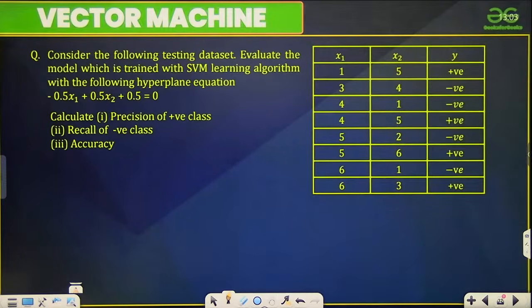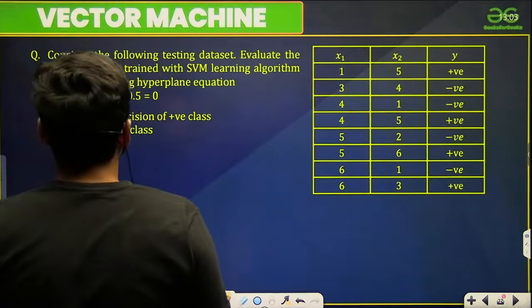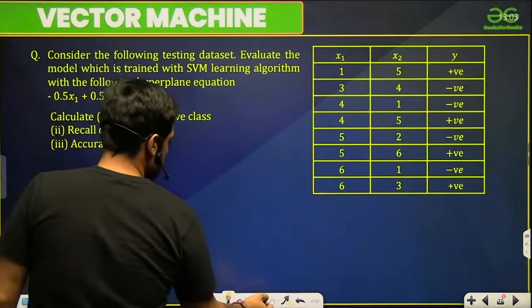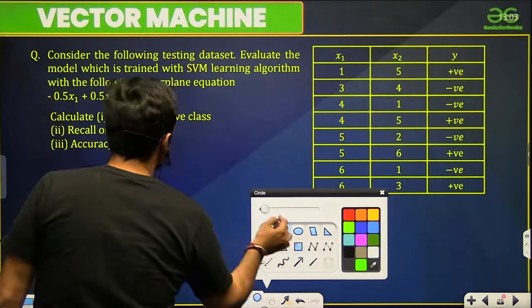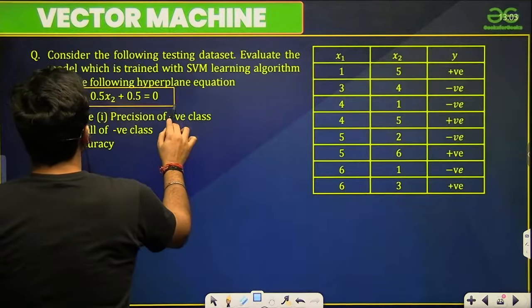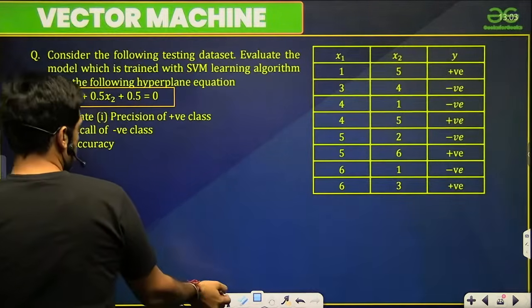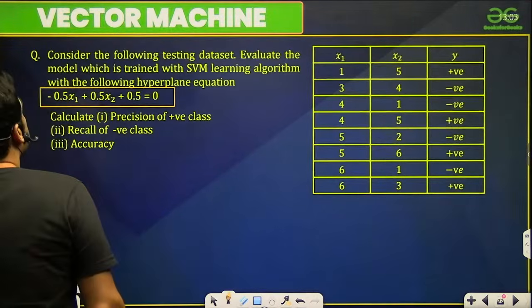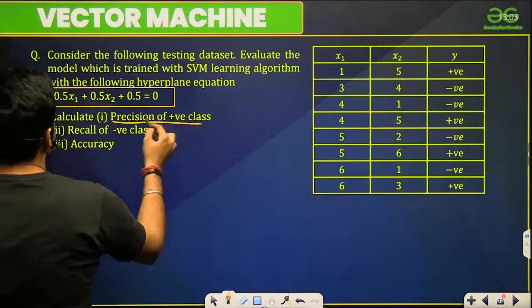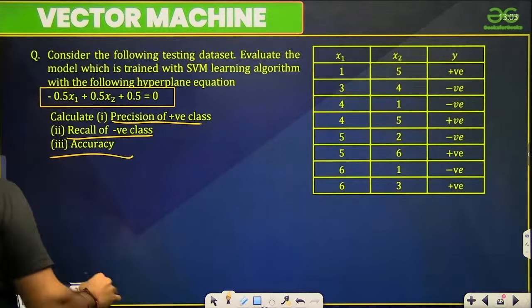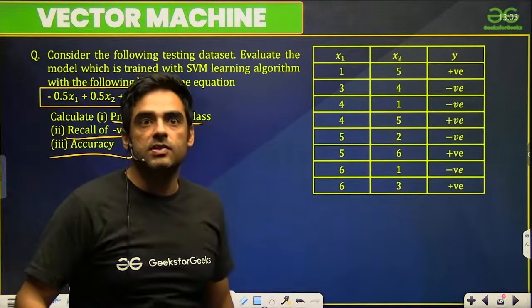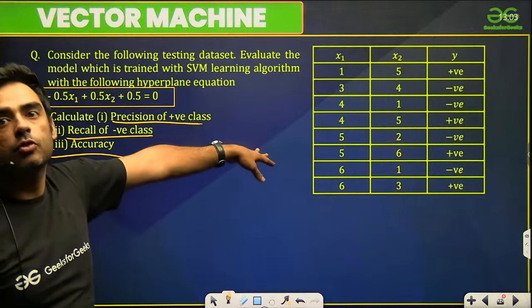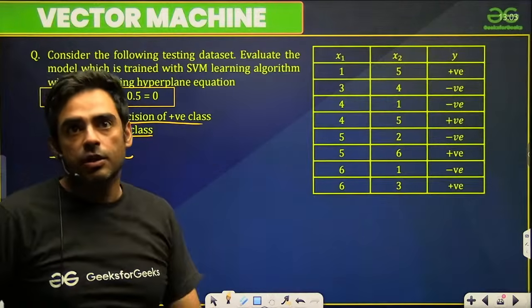So how to solve this question? We are given this main hyperplane equation. Now what we have to do is calculate the precision of the positive class, recall of the negative class, and accuracy. I think one of you was asking, sir, how to calculate accuracy. See here, you will be getting it.